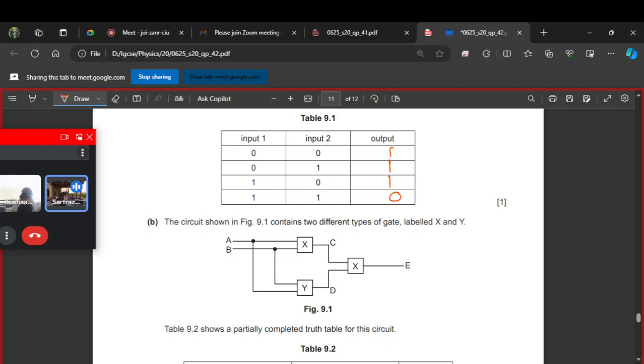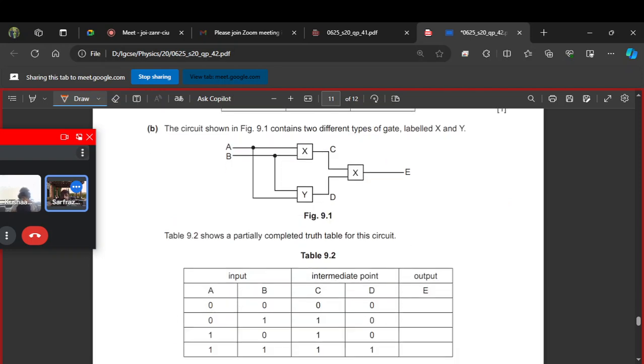Okay. The next question says that the circuit shown in figure 9.1 contains two different types of gates labeled X and Y. Here you can see two gates, X and Y. Table 9.2 shows a partially completed truth table for this circuit. Here we have two inputs, A and B. C is the output of X. So first analyze C. What is the X gate?